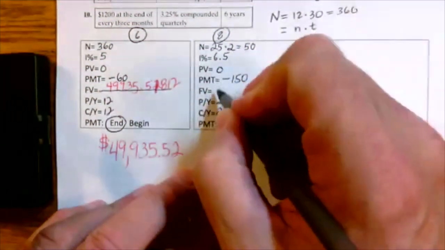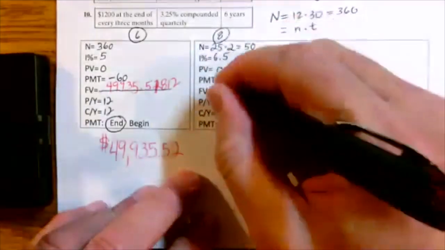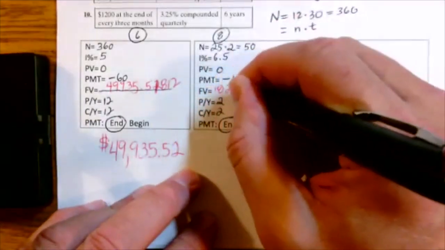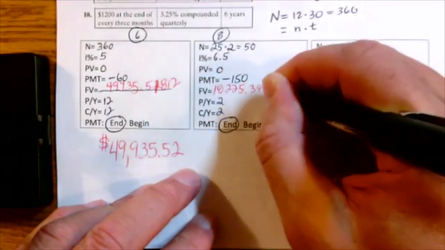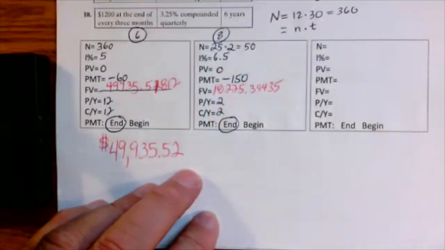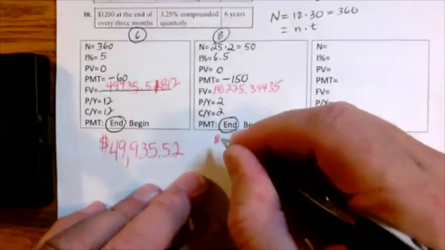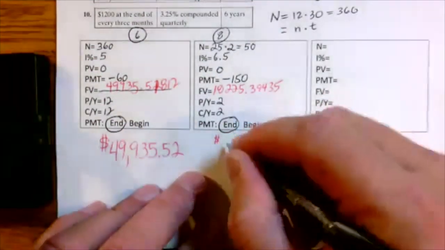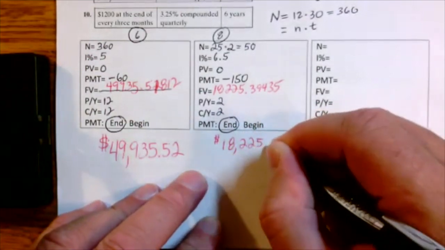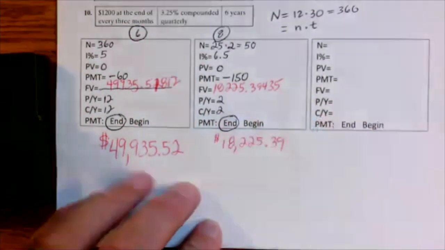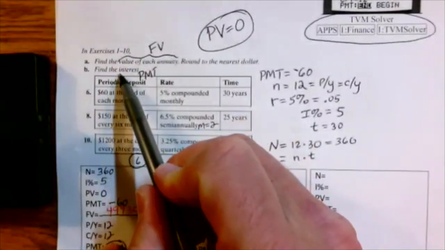All right, I'm going to put that number in here. 18,225.39435. And then I will interpret that answer by putting the $ there and then rounding to the nearest penny. I forgot to do part B in these problems, which is find the interest.